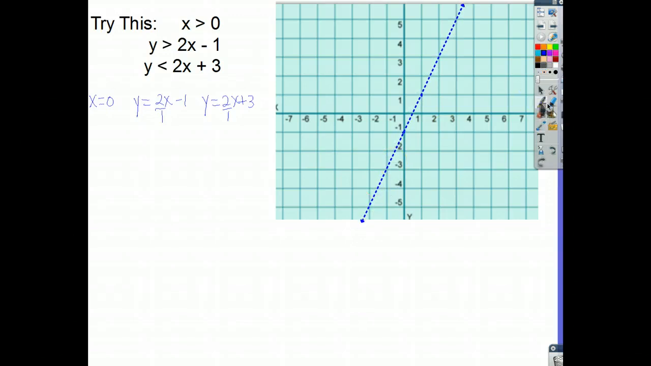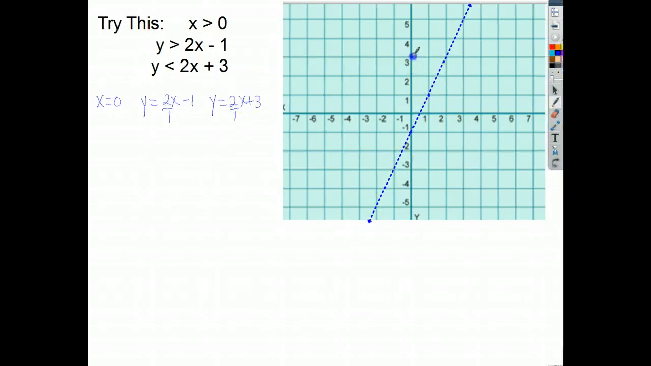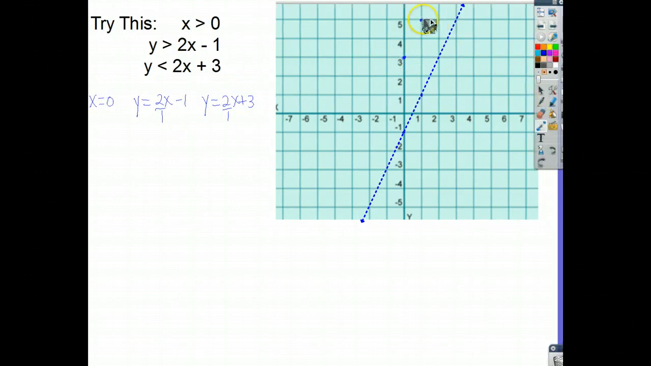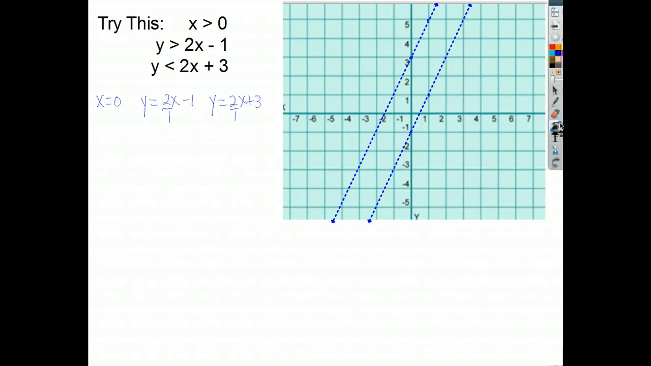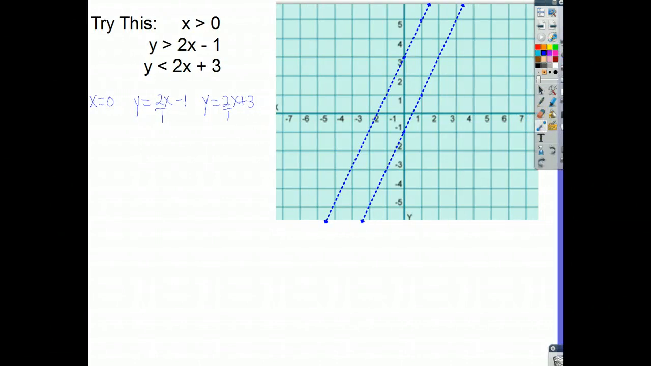And then the next one, this one crosses at +3. Slope is also up 2 and over 1. Put in our line. Okay. And this one, well, it's ready to graph because x equals 0 is the y-axis. So we'll highlight the y-axis here.